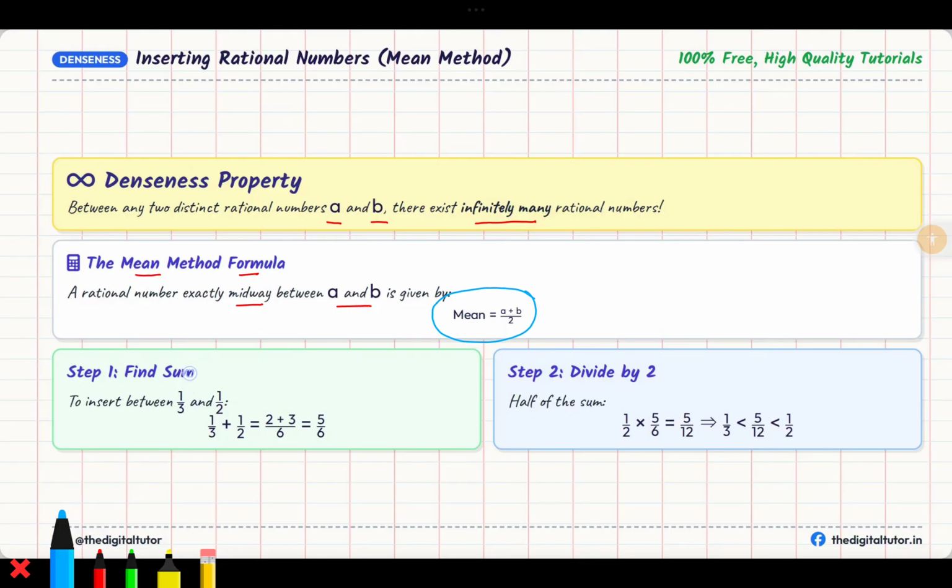Inserting one rational number between 1 by 3 and 1 by 2. We'll first add 1 by 3 with 1 by 2. The result is 5 by 6, and then because there are two numbers, we'll divide the sum by 2. So half of the sum is 5 by 12. So 5 by 12 lies between 1 by 3 and 1 by 2.